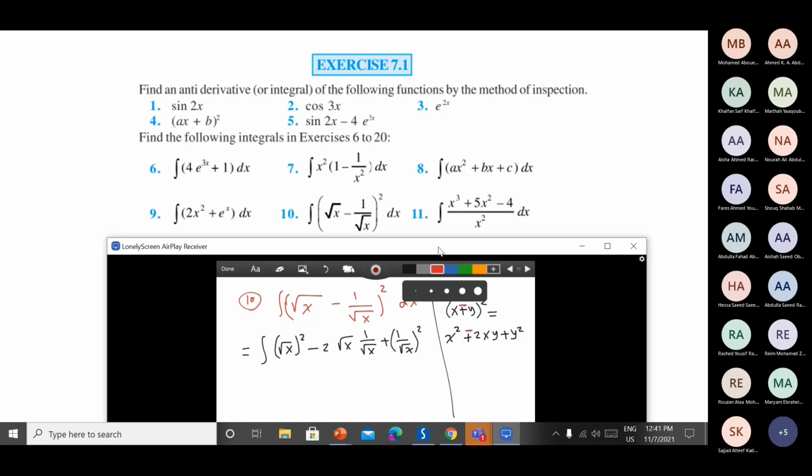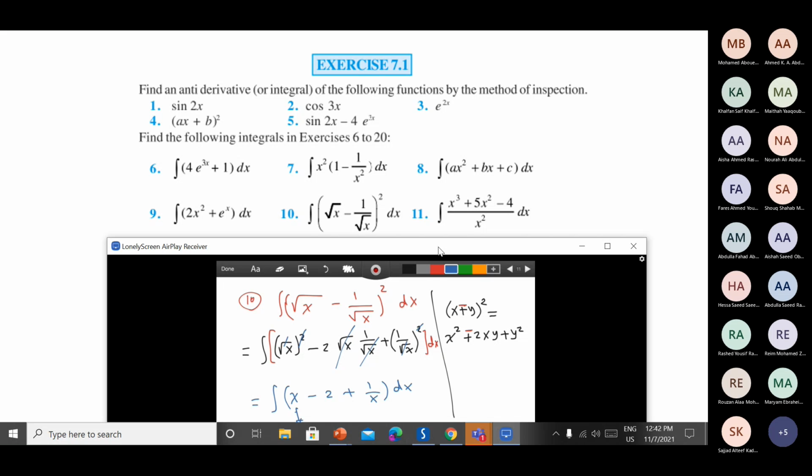Finish? Yes. I'll put the bracket over here, dx. Now, yes, I know I can cancel out this one with this one, and I can cancel the square with the square root. So I end up with the integration of x minus 2 plus 1 over x dx. Now you can use your table to integrate x.